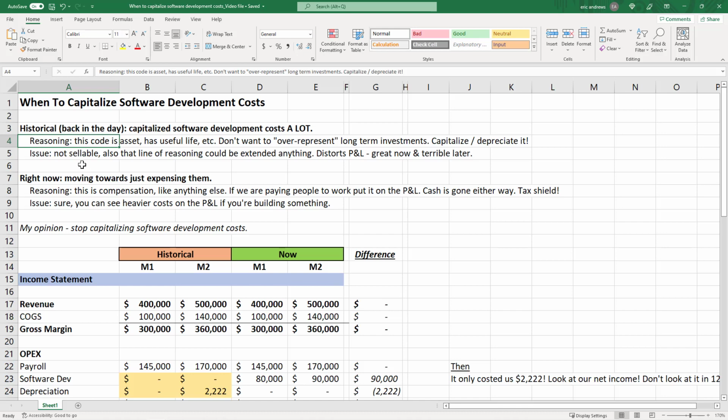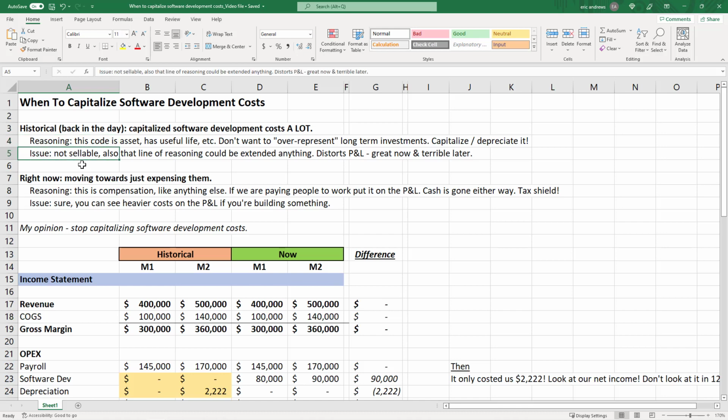So it's not just like a traditional expense where you spend the money and it's gone. The theory is that you don't want to overrepresent these, for instance, long term investments you're making today. So instead, capitalize it and then depreciate it over some period of time that we think this software is going to be good for, similar to any other asset, like a factory or a piece of machinery, etc.